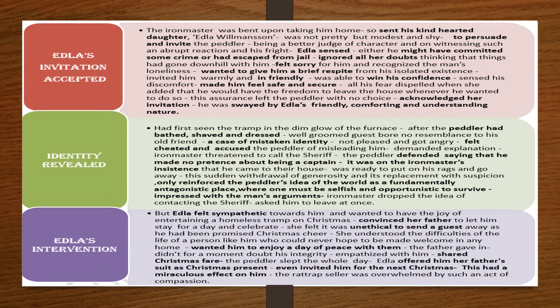Proceeding further, we find that the ironmaster was bent upon taking him home. So he sent his kind-hearted daughter Edla, who was not pretty but modest and shy, to persuade and invite the peddler. Edla, being a better judge of character, on witnessing such an abrupt reaction and his fright, sensed that either he might have committed some crime or had escaped from jail.